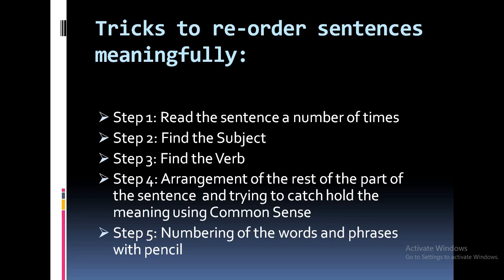So step one will be to read the sentence a number of times. In the class also, I keep telling students to read aloud with the different words. If you go on reading it again and again, you'll find that the sentences are automatically being arranged in front of your eyes. You'll get an idea of what the probable arrangement can be. At least somewhere you'll get a start to it. So step two will be to find the subject. Once you read it, your first work will be to find the subject of the sentence.